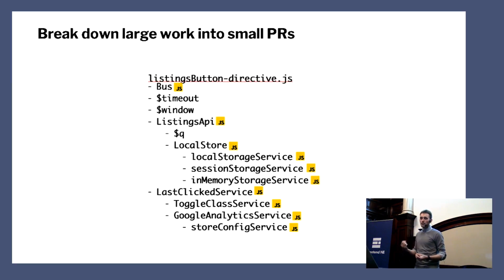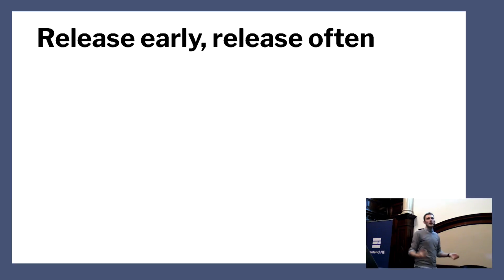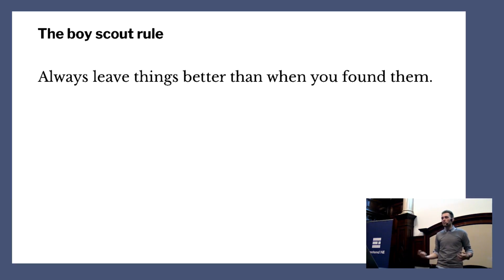The main benefit being if something does go wrong, you can usually pinpoint very quickly what it is. If we released all this in one go and something broke, it could be any one of these, and testing that and finding that is going to be much more annoying. So release early and release often.